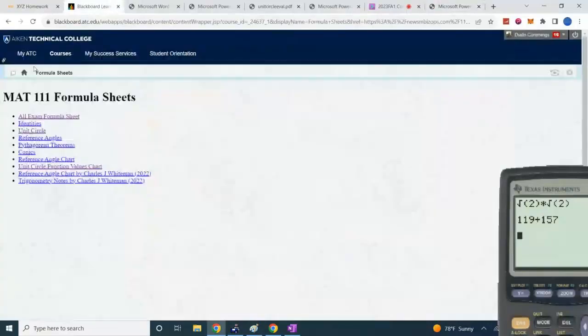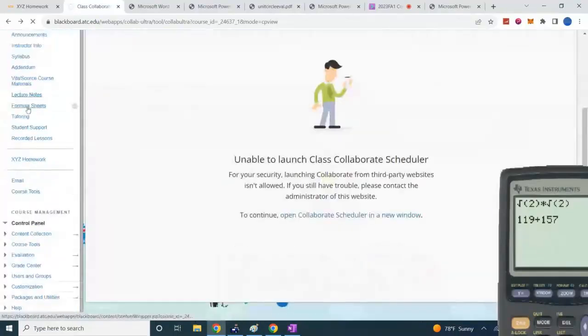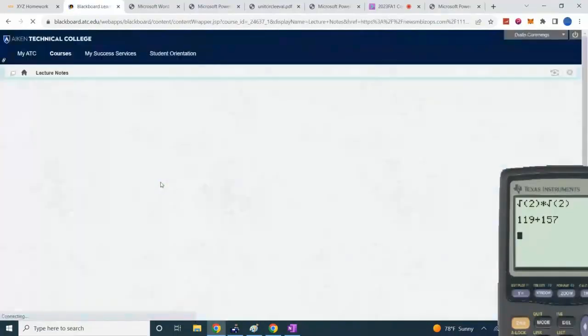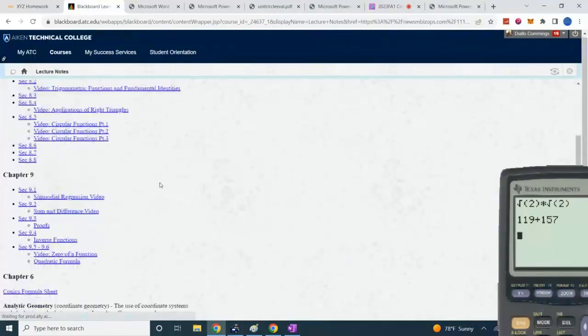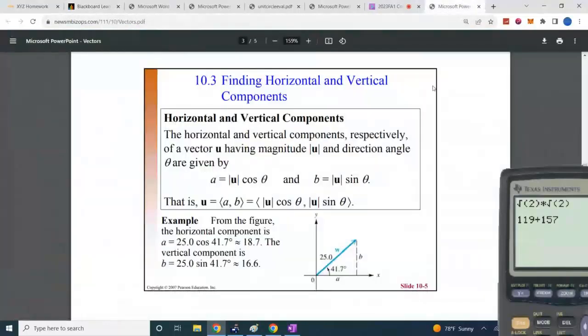So in the lecture notes section, these notes are coming from 10.3. All right, just to show where this is coming from. In the lecture notes section, this is under the set of notes for section 10.3, and it talks about vectors.